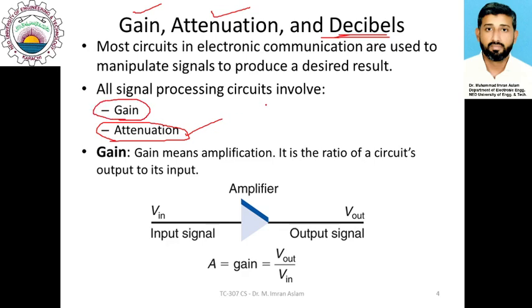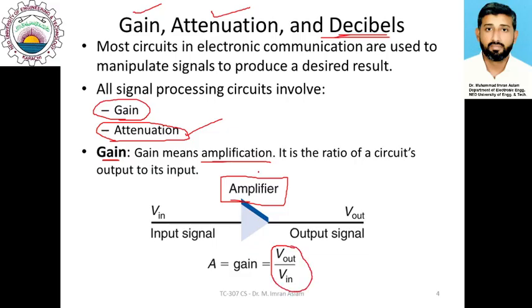Another important thing is gain. Typically all communication systems have amplifiers at the transmitter as well as the receiver sides. These amplifiers are used to increase the value of the output signal or provide some sort of amplification. The factor by which this amplification is provided is named gain. So we define gain mathematically as the ratio of the output voltage to the input voltage.